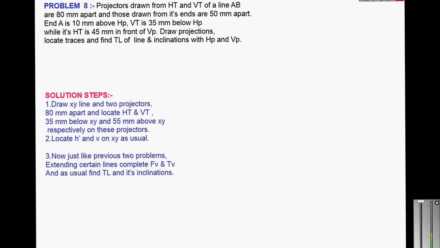End A is 10 millimeter above HP, which means the point is either in the first quadrant or in the second quadrant. The vertical trace is 35 millimeter below HP, while its horizontal trace is 45 millimeter in front of VP. Draw the projections and locate the traces, meaning the horizontal trace and vertical trace, and find the true length and the inclinations with HP and VP. Inclinations means theta and phi.